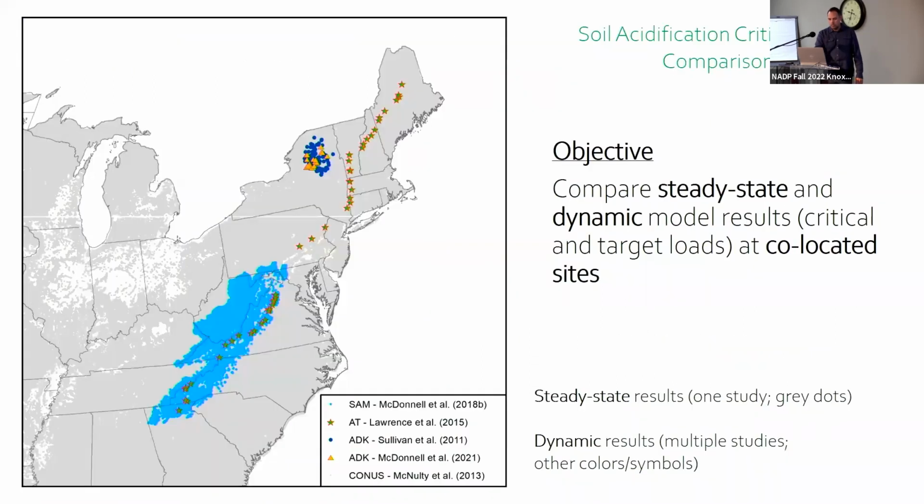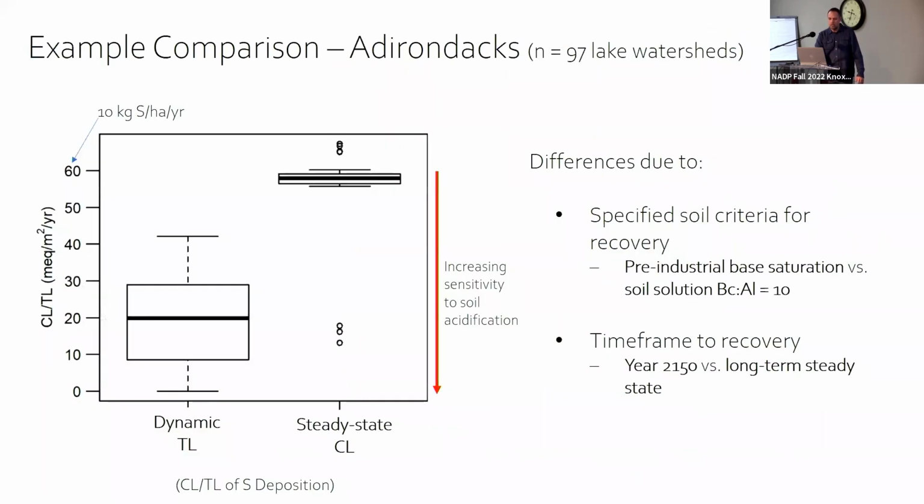We did that across multiple studies with dynamic critical loads: studies in the Adirondacks, one study along the Appalachian Trail, and then the light blue dots, which are derived from a steady state model but informed by a dynamic model. So we included those as critical loads informed by a dynamic model.